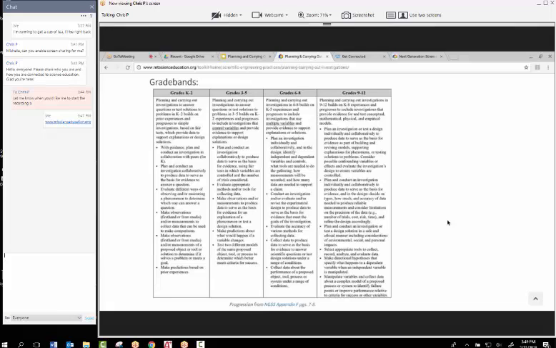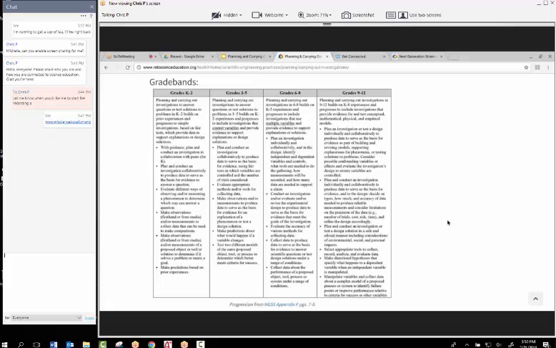Michelle, if you would be our example and look at K through 2, I'll look at 3 through 5, and then Wilson, if you will look at 6 through 8, and Rachel 9 through 12. Read through the progression for your assigned grade band. We're going to jigsaw, so I want you to explain what the main verbs are. What do you see students doing in that grade band in the progression for this practice? I'll give about 2 minutes to look it over.